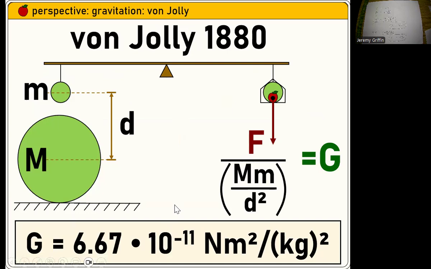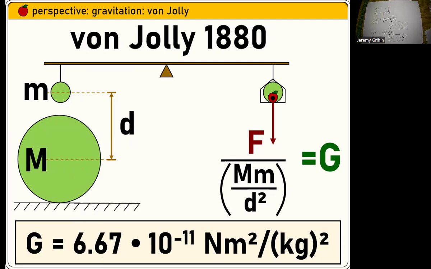Here's the first guy to figure this out, Von Jolly in 1880. He sets up this balance. You see this bar, this balance on this fulcrum? I've got a green mass on the left and a green mass on the right side, so it's all balanced. Then he takes about 6 tons of lead, this big green ball called capital M mass, and rolls it underneath one of the masses. Do you think there's a tiny gravitational force between these two on the left side? Do you think the whole scale tips a little bit counterclockwise, it looks like?